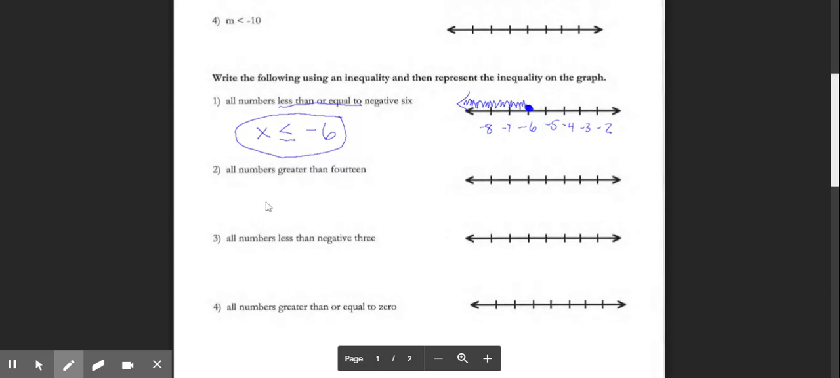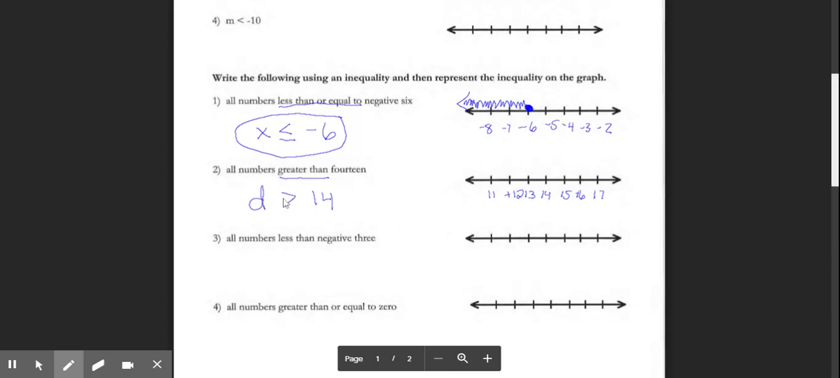Number 2, I want all numbers greater than 14. So again, you can use any letter you want to represent all numbers. I'll use D. Next, I want the symbol for greater than, which looks like this, and then the number 14. Find a spot on your number line to represent 14, and then fill out the rest of the number line with some numbers that are bigger and some numbers that are smaller. Oops, no negative, positive 12.